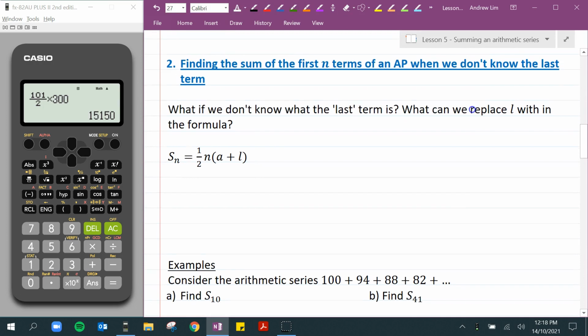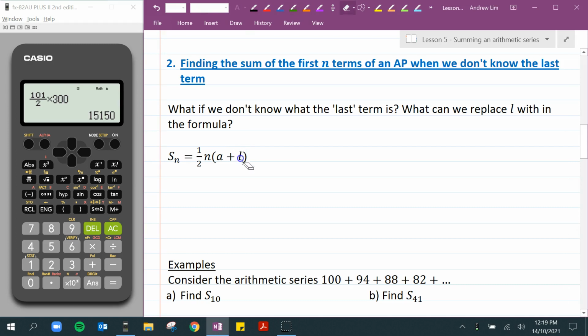Alright, let's have a look at part 2 of this lesson. Finding the sum of the first n terms of an AP when we don't know the last term. Now, here's our formula. The sum of the first n terms is equal to half n, or n over 2, times the sum of the first and last terms. But what if we don't know what this is?